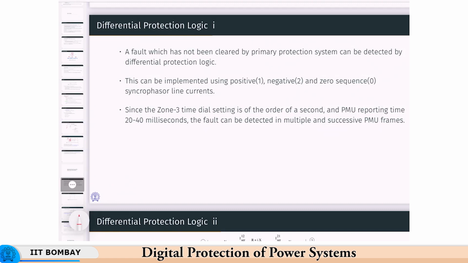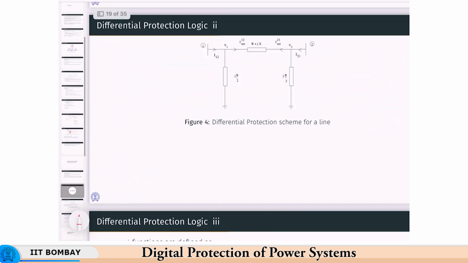So, this we discussed, since the zone 3 time delay setting is of the order of 1 second, it could be 800 milliseconds, 900 milliseconds, it is generally of that order, and PMU reporting time is about, for us, 40 milliseconds, it can be 20 milliseconds also. So, this fault can be detected in multiple successive frames. Okay. So, this is the pi model of the line. There are PMUs at both the ends of the line.